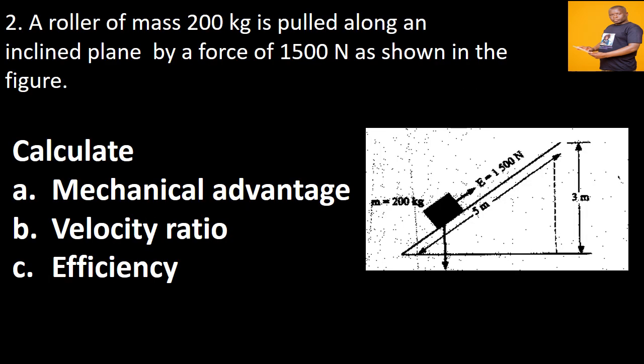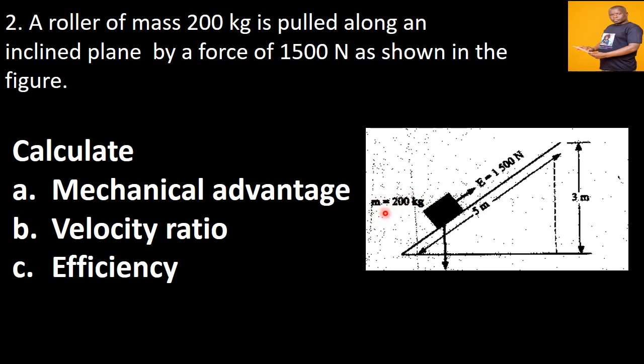All right. Number 2, a roller of mass 200 kgs is pulled along an inclined plane by a force of 150 newtons, as shown here. Calculate the mechanical advantage. Mechanical advantage is, here you have to be careful. You are not told the load here. It's hidden. But you can get it from mass.